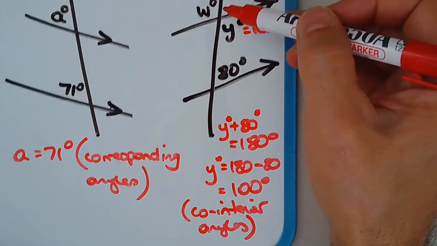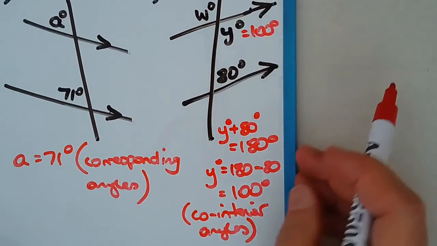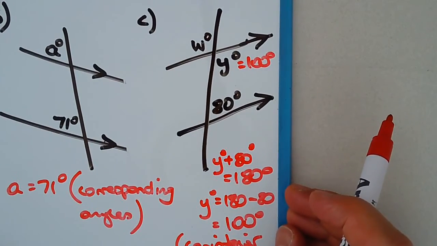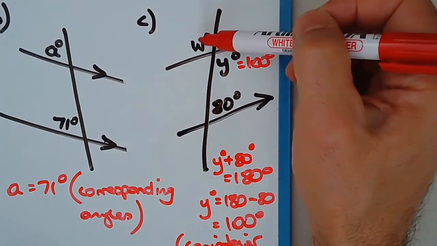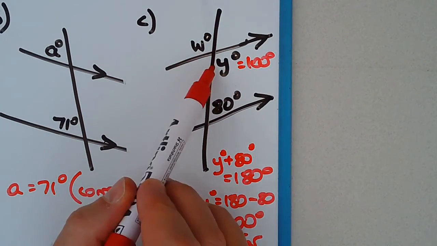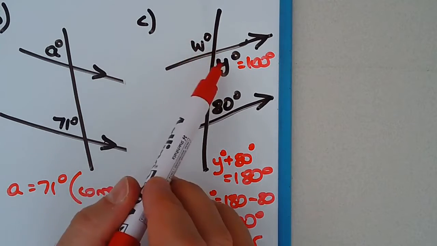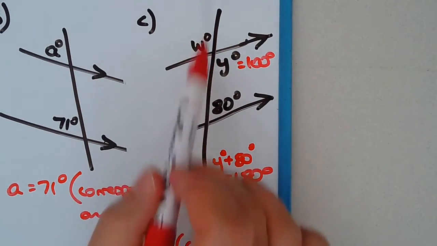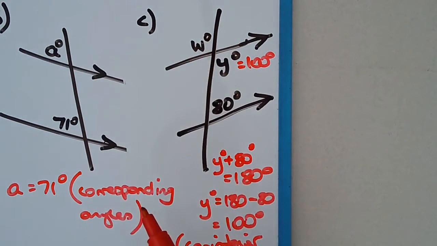So what would be angle W then? I'm just going to move the board there. What would be angle W? Look at the relationship between W and Y. What do you call two angles that are opposite each other where two lines cross over each other, or intersect? They're called vertically opposite. Vertically opposite angles are equal.